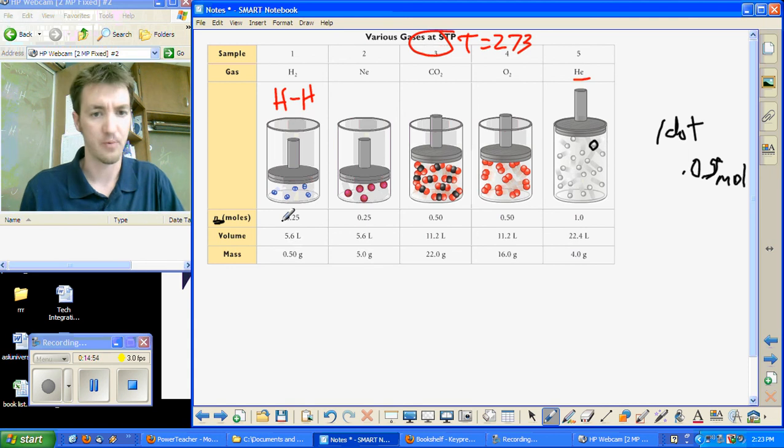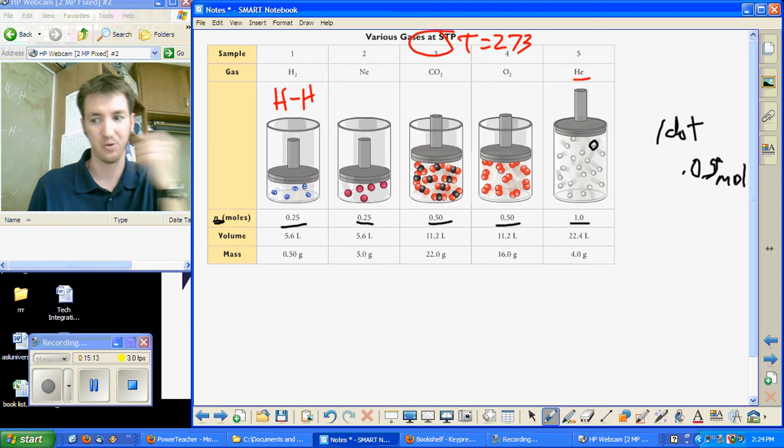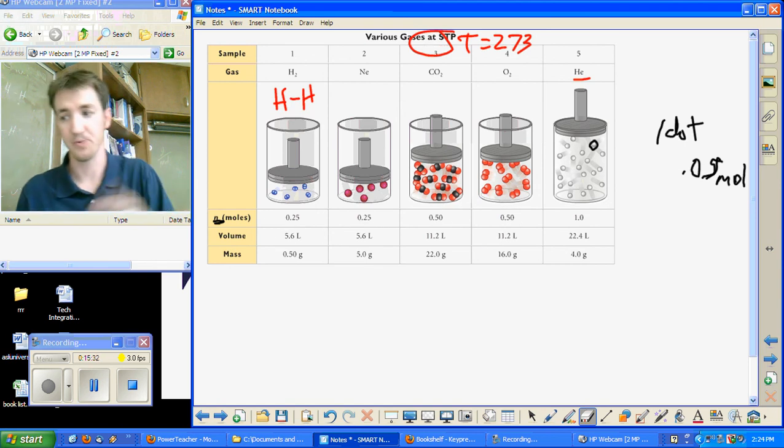Alright, so if we're looking at the most gas particles, it's basically looking at how many moles. This one has 0.25 moles, 0.25, 0.5, 0.5, and 1. So which box or boxes have the most gas particles? This guy. Second most, these guys are tied. This one has half a mole, this one has half a mole. They tell you how many moles are in each of these boxes every time.